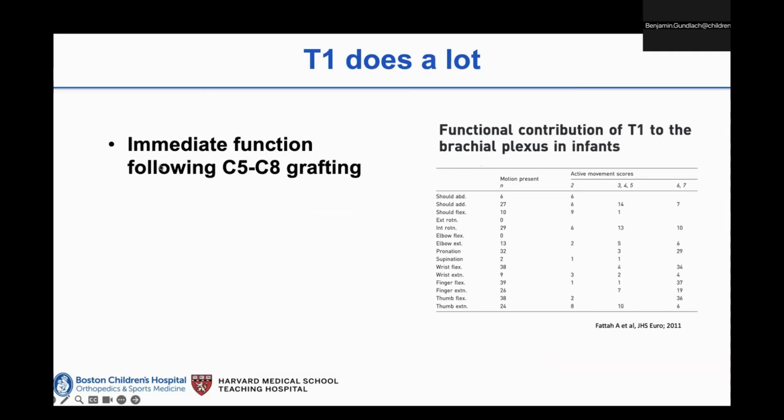Another area where we see this is this paper that was performed by Dr. Clark out of the Toronto group, in which they looked at children who had recently undergone nerve grafting of the C5, C6, C7, and C8 roots, leaving only a T1 root left. Immediately following surgery and in the subsequent weeks afterwards, they performed physical examinations on these children, which allowed them to ascertain what function is provided, at least in infants, by the T1 root. And what they found is really surprising.